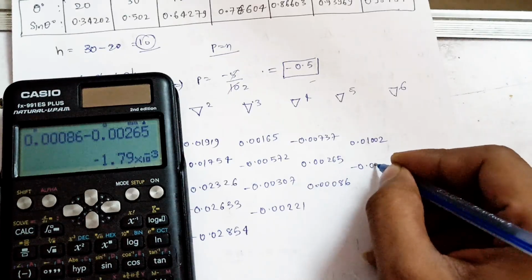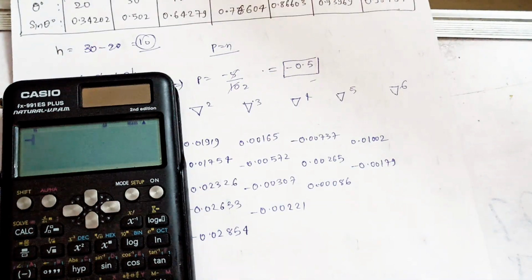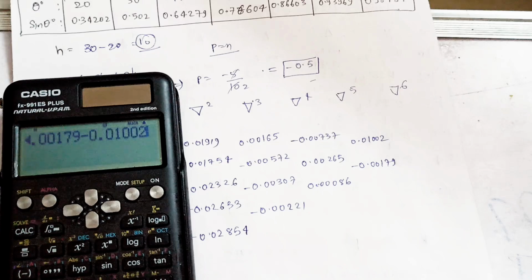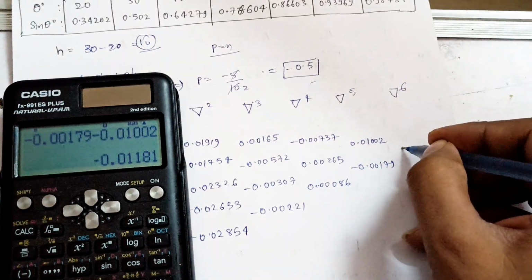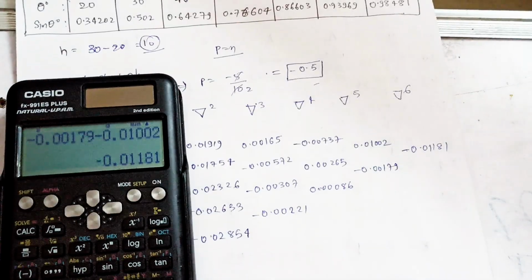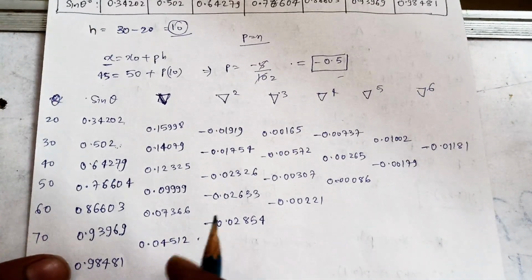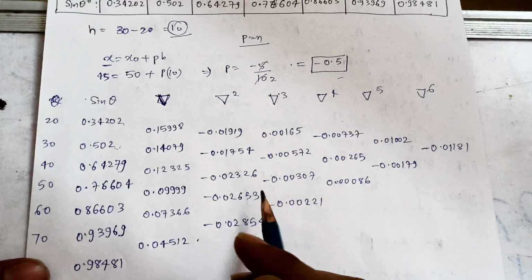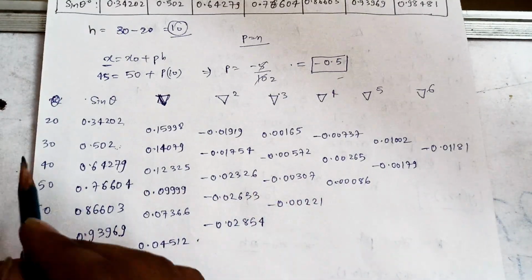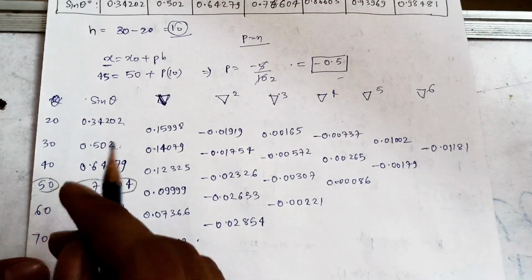minus 0.00179 here, and next value is minus 0.00179 and minus with 0.01002. So we will get here for the del 6 minus 0.01181. That is all the values. So now, as we have chosen x naught here, x naught is here 50. So this will be our x naught and this will be our y naught.